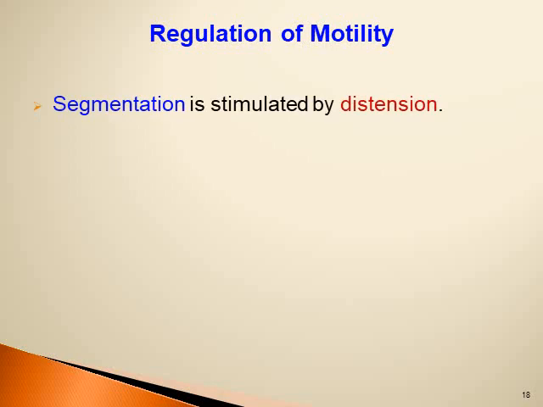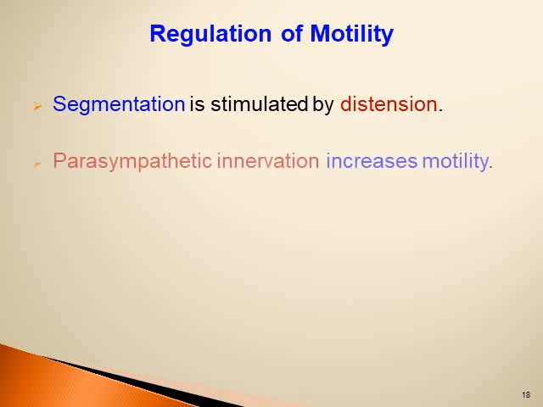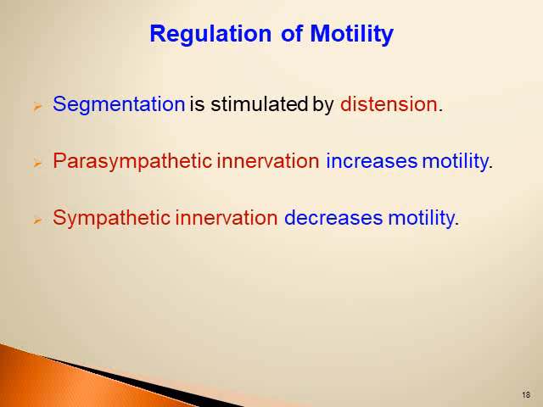What are the factors that regulate motility of the small intestine? Segmentation is stimulated by distension. So whenever any segment of the small intestine is distended by chyme, segmentation will result. Parasympathetic innervation will increase motility. As we know, the parasympathetic system is stimulatory in the digestive system. Sympathetic innervation decreases motility.